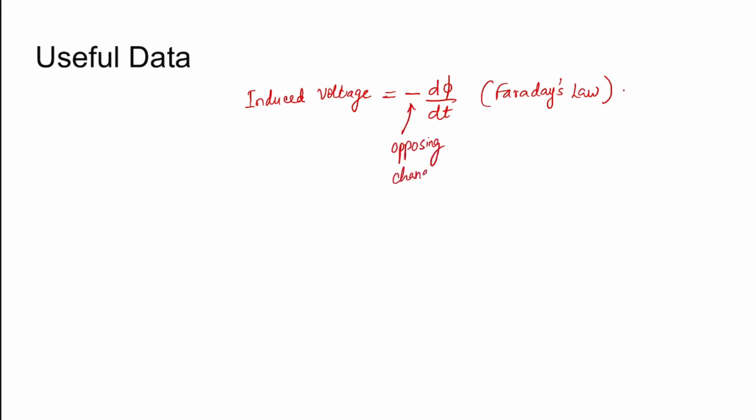The minus sign indicates the polarity, such that the change in flux can be reduced. Voltage is induced in such a manner that, for example, current flows in such a polarity that if the flux is reducing, current will flow such that it increases, and if it is increasing, the voltage will be induced in such a polarity that it makes it decrease. So flux change is opposed.